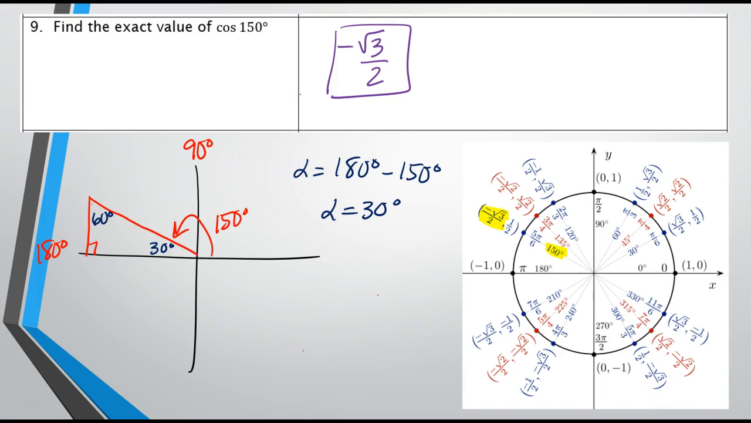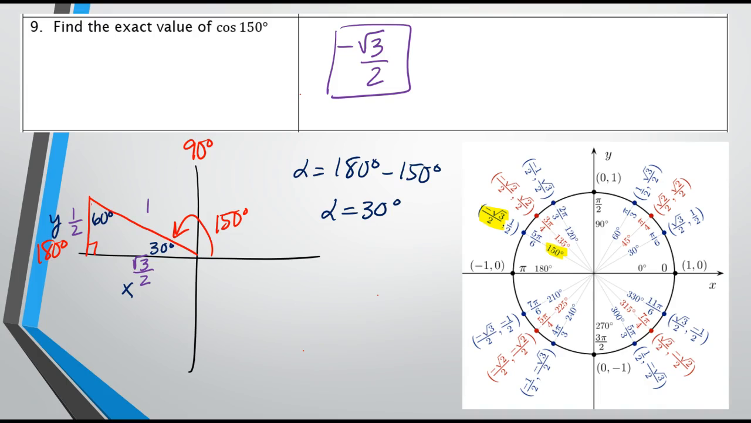And now we can label our sides for x and y. I know that r is always going to be 1. For my x value, that's across from the 60 degree angle. That means it's going to be the square root of 3 over 2. And then my y value is across from my 30 degree angle, which will be 1/2.